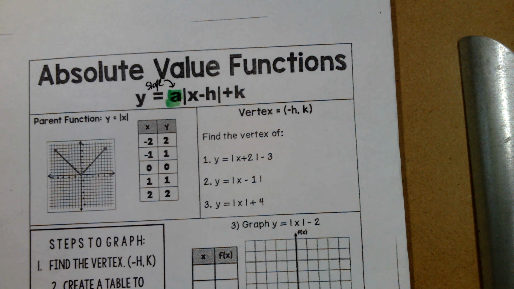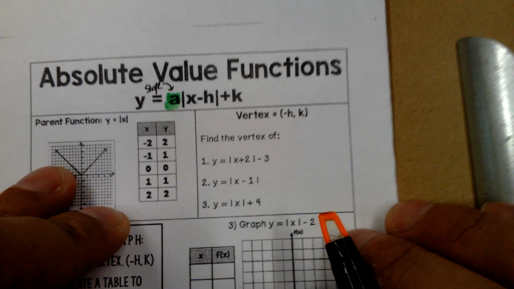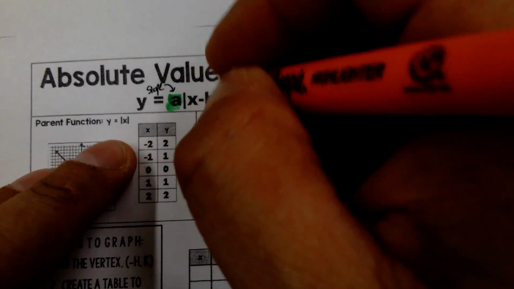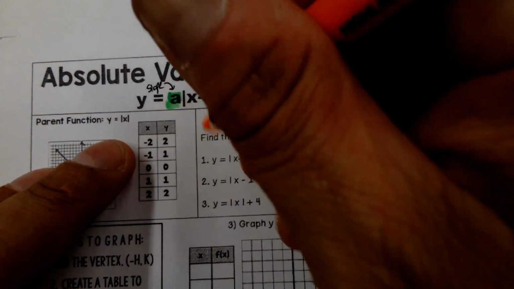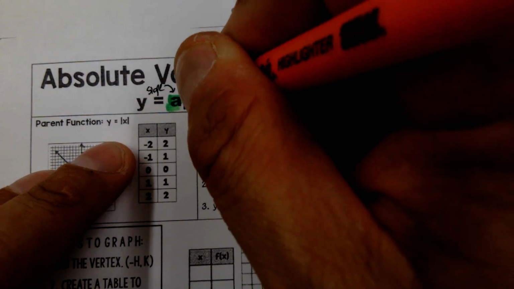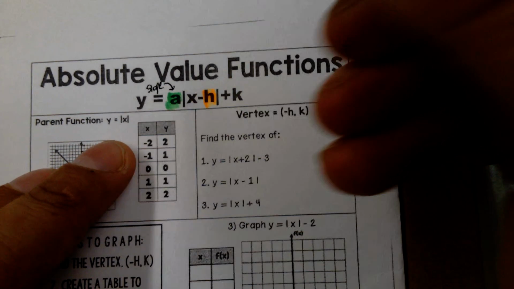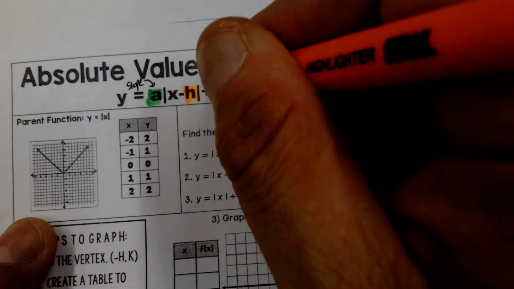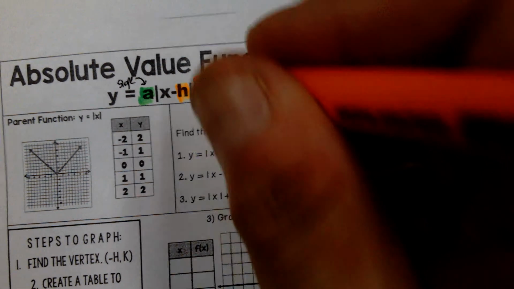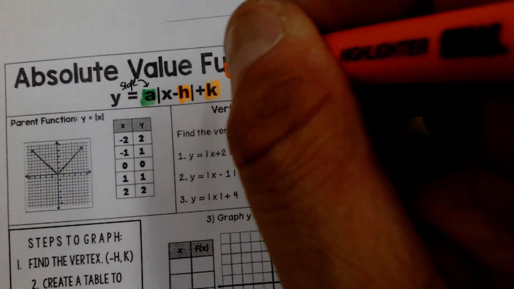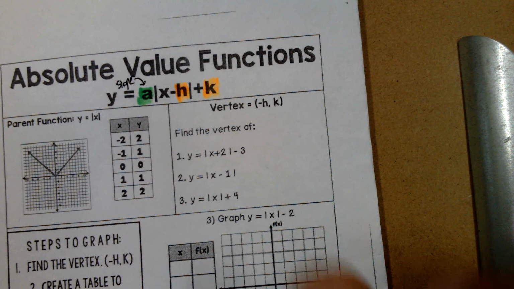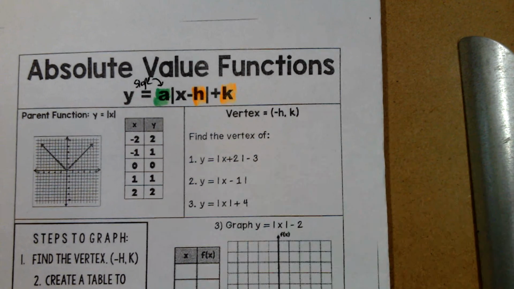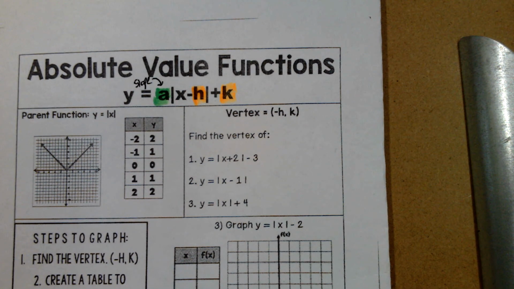We have h and k. So h has to do with the vertex. H and k both have to do with the vertex. Okay, so we have h and k. And those are going to have to do with the vertex, as you can see here.